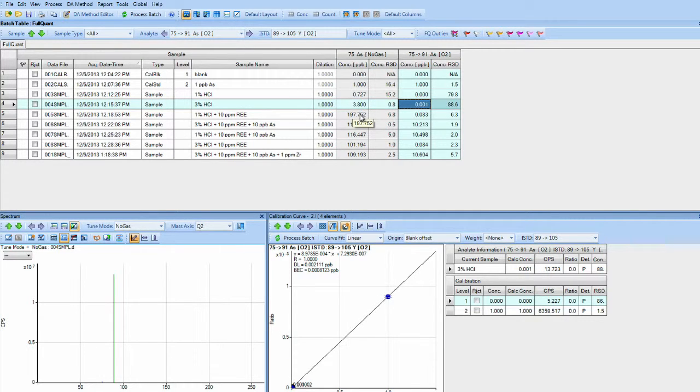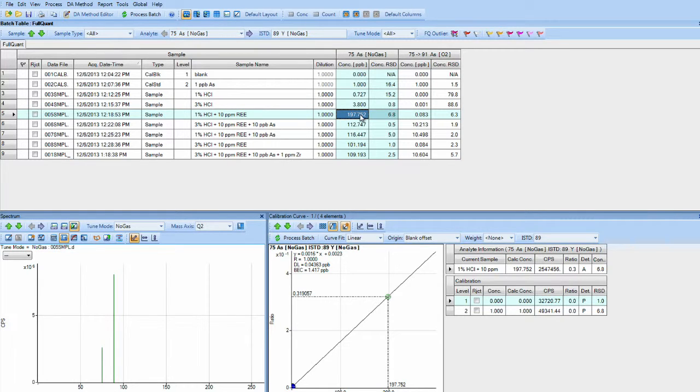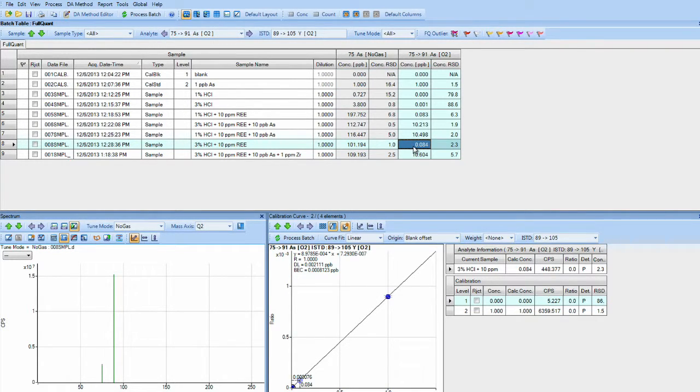Now the more interesting modes. In 1% HCl with 10 ppb neodymium and samarium, or REE, we get about 200 ppb arsenic in no gas mode. However, in the mass shift mode from 75 to 91, we get about 80 ppt. In the same sample, but 3% HCl with 10 ppm neodymium and samarium, again we get about 100 ppb arsenic in the no gas mode. However, we get the exact same amount, 84 ppt, in the 75 to 91 oxygen mass shift mode.